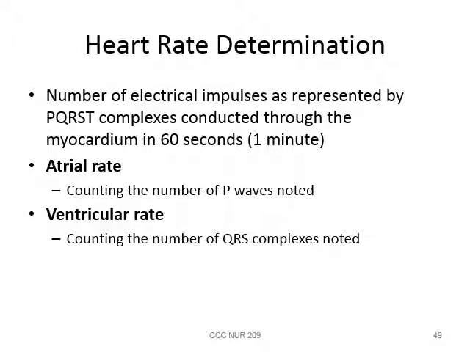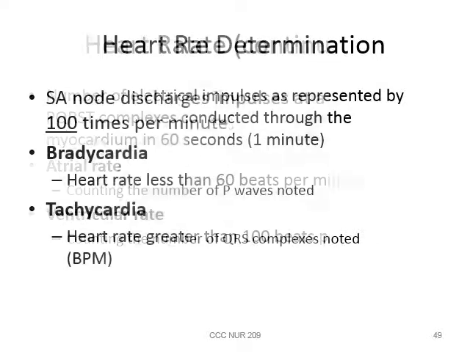Determining the heart rate is very simple. I'm going to teach you the simple method. I want you to learn the simple method and use that as you go through this program. Basically, when we're looking at the heart rate, we're going to count the number of electrical impulses, as represented by either the P wave or the QRS complexes, conducted through the myocardium in 60 seconds. To determine the atrial rate, we're going to count the number of P waves. To determine the ventricular rate, we're going to count the number of QRS complexes.